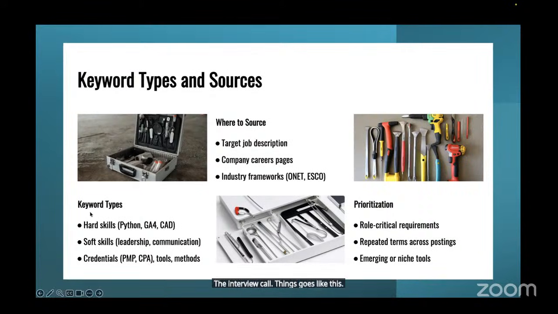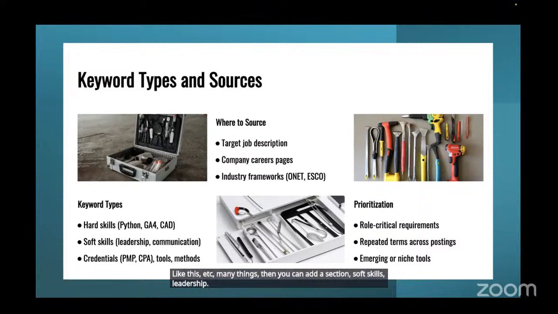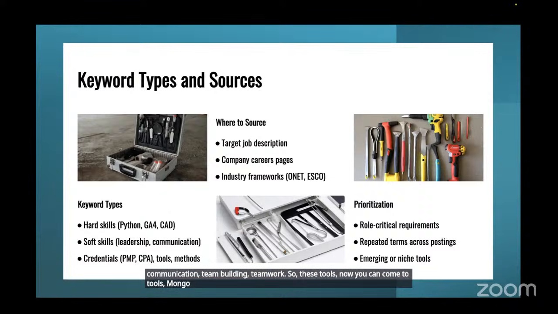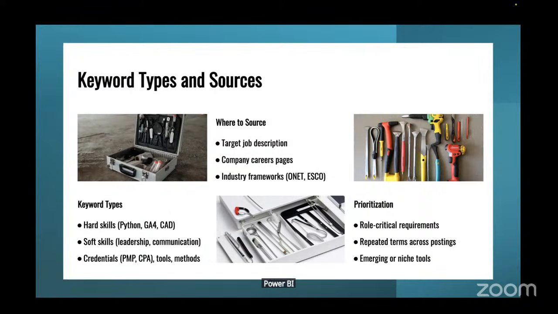In the keyword types, you add hard skills: Python, Java, C++, Power BI, SQL, etc. Then you can add a section for soft skills: leadership, communication, team building, teamwork. Then you can come to tools: MongoDB, Power BI, Tableau. You have to add these. These are the keywords only.